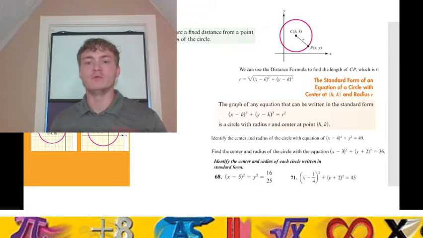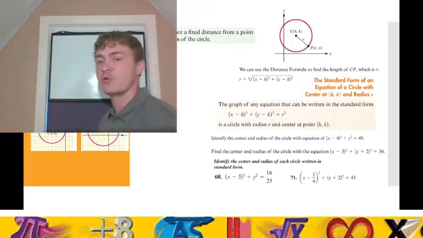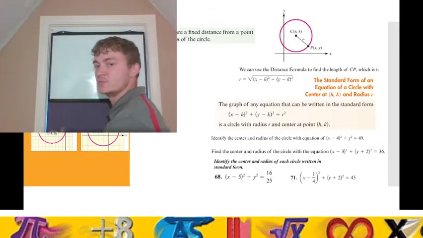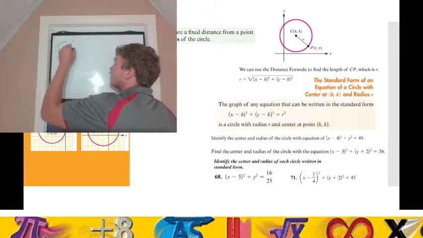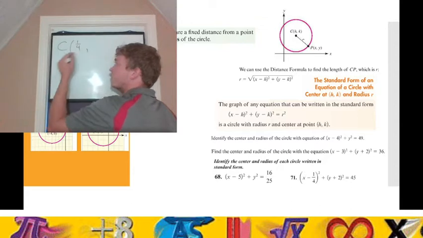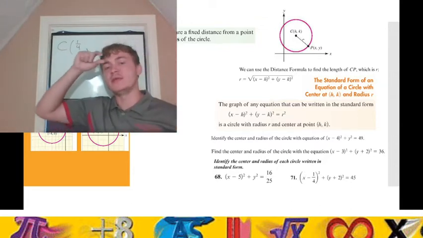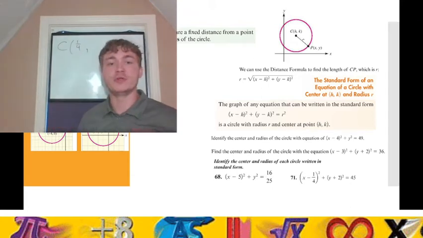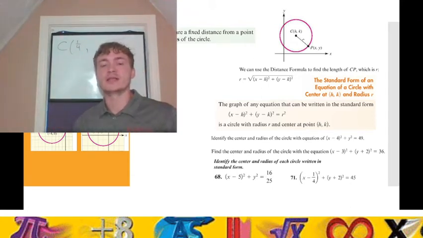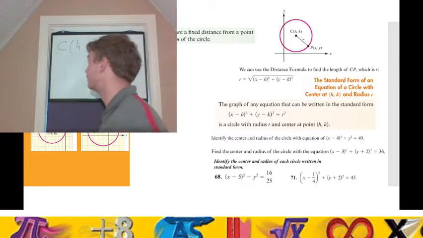For number 71, we are subtracting 1/4 from x. So the x coordinate for our center of the circle is 1/4. And we put C out front to name this ordered pair. We are naming it capital C, and that normally just means center. For the y, what are we subtracting from our y coordinate? Well, it says y plus 2, so our y coordinate is -2.